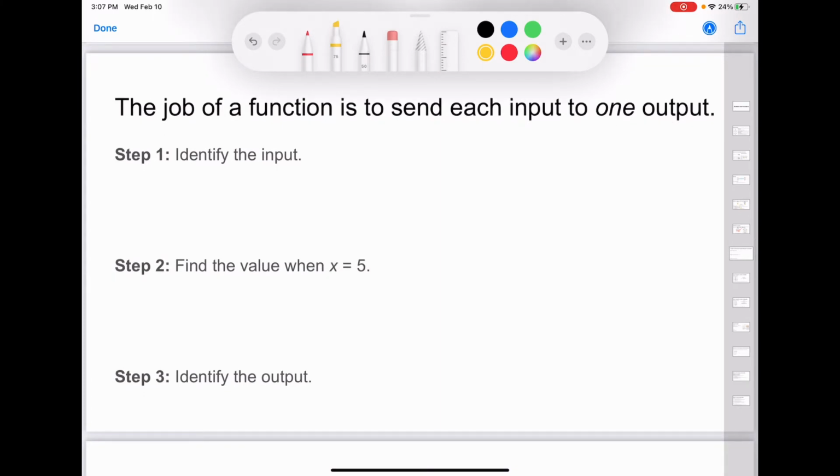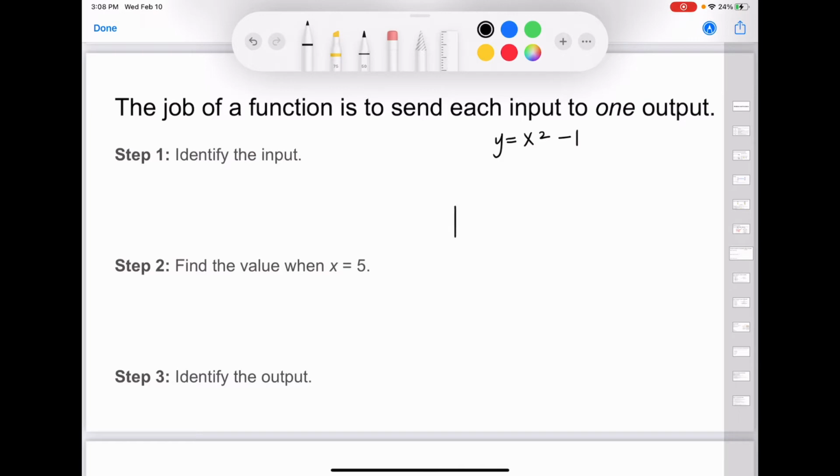Okay, the next thing we're going to do is look at a function and identify what happens when we put an input into that function. So here's our function. y equals x squared minus 1. So what you want to do whenever you're working with a function is identify the input. What are you putting into the function?